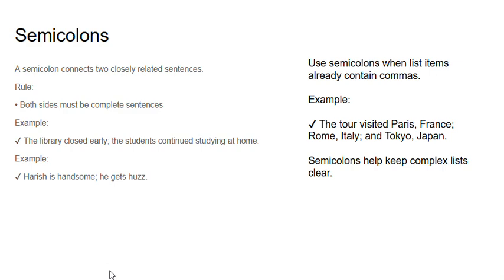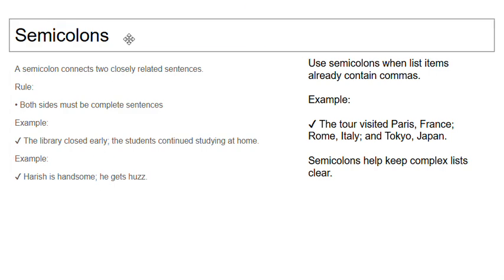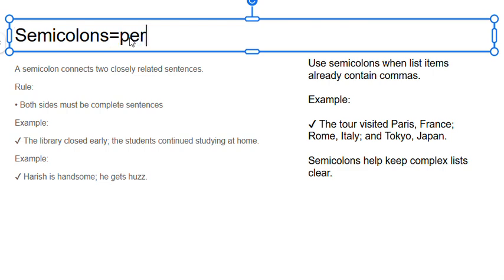All right. You can use semicolons when list items already contain commas, okay? So what I mean by this is: The tour visited Paris, France; Rome, Italy; and Tokyo, Japan. If I just use commas instead of semicolons in all of this, if you read it, there'll be awkward pauses everywhere, and it just won't be cohesive. So we need this to flow correctly, so we need to use semicolons to help keep complex lists clear. Most of the time, a semicolon will be equivalent to a period or equivalent to a comma fanboy.